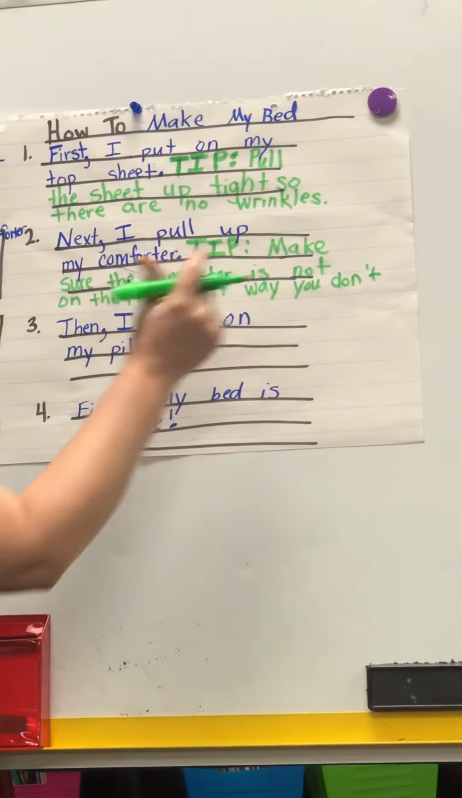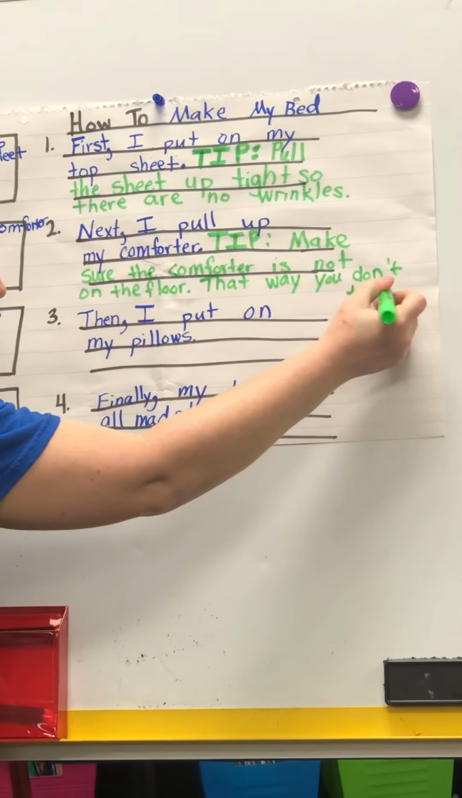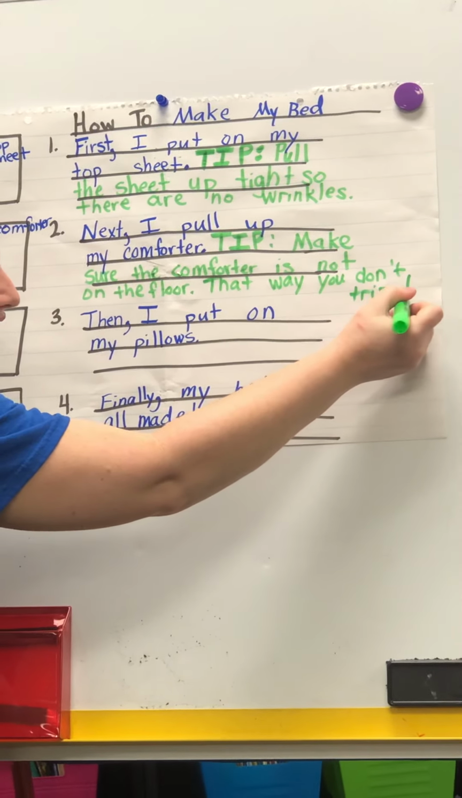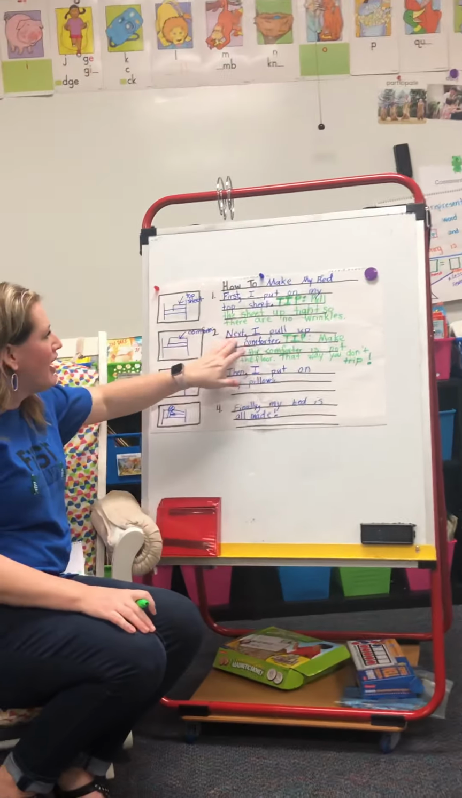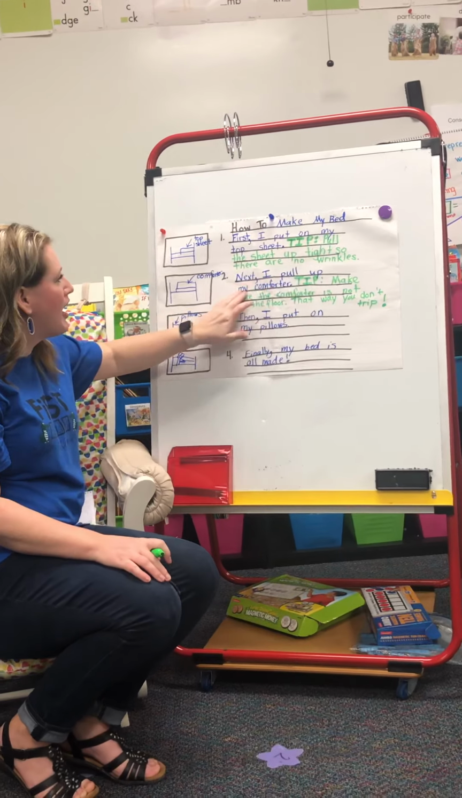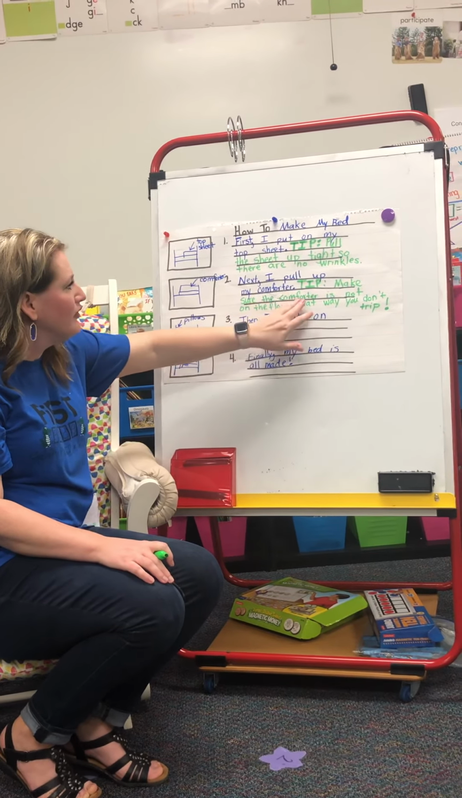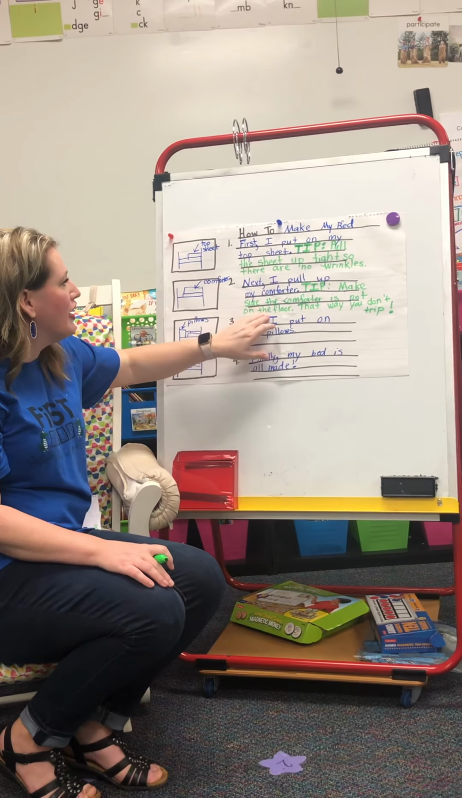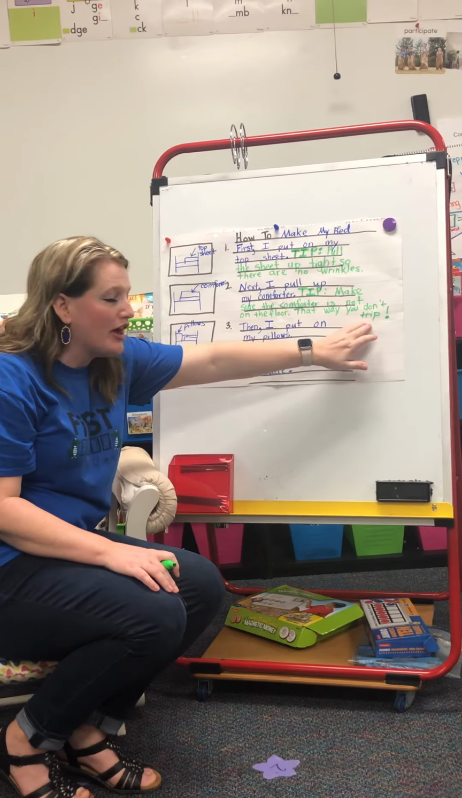Now see, I've run out of room. I'm going to just add trip here. I'm going to make an exclamation mark there because that's like very important. Let me go back and reread it. Next, I pull up my comforter. Tip, make sure the comforter is not on the floor. That way you don't trip.